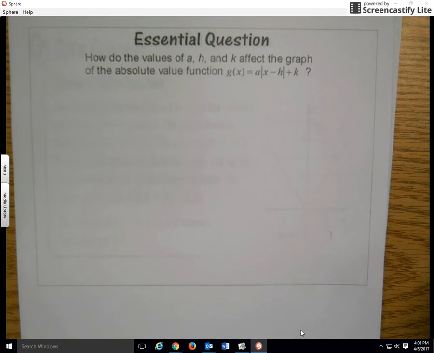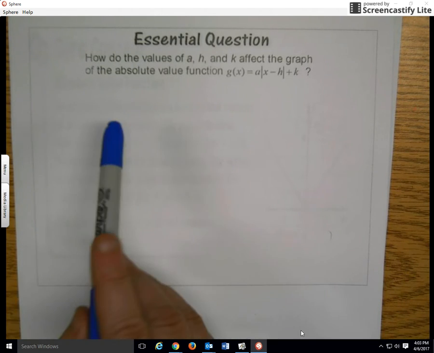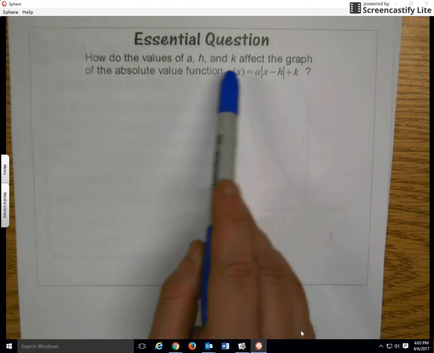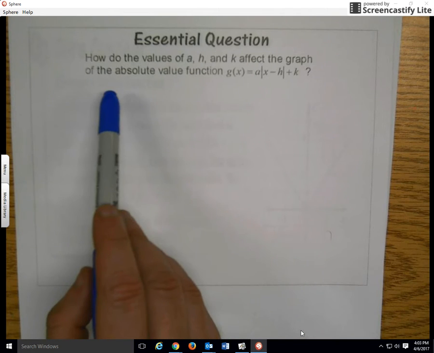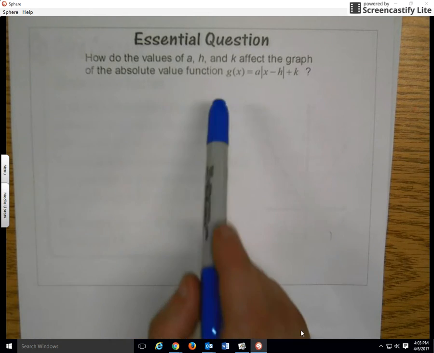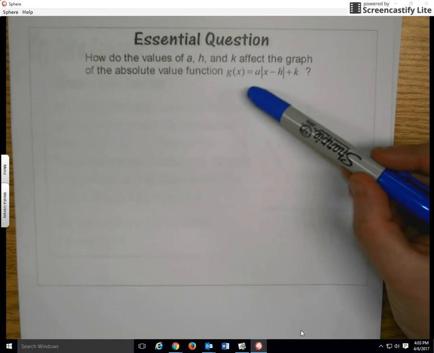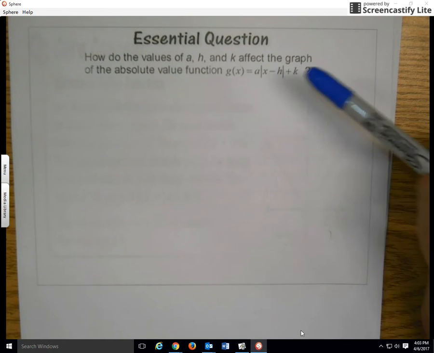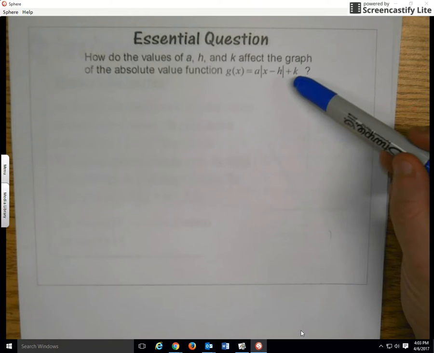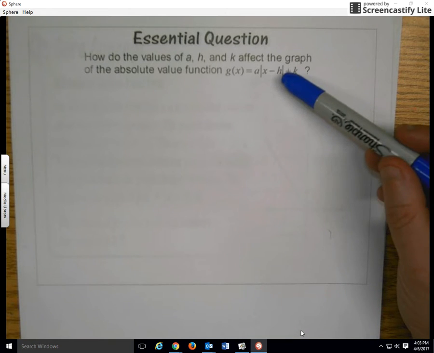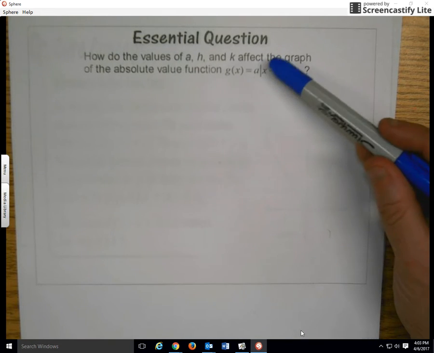Okay, so now we're going to look at the essential questions. How do the values of A, H, and K affect the graph of the absolute value function? And so A would be a number in front of the absolute value bars. K would be a number added or subtracted at the end. And then H would be a number inside the parentheses or the absolute value bars.